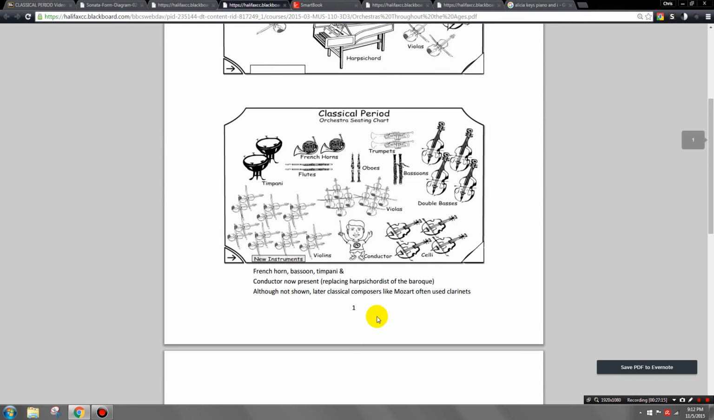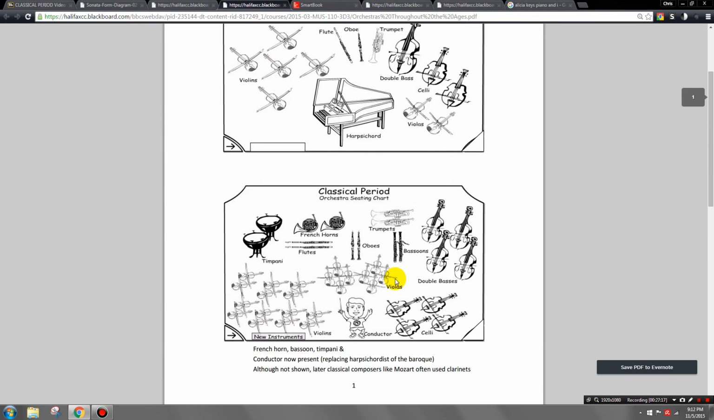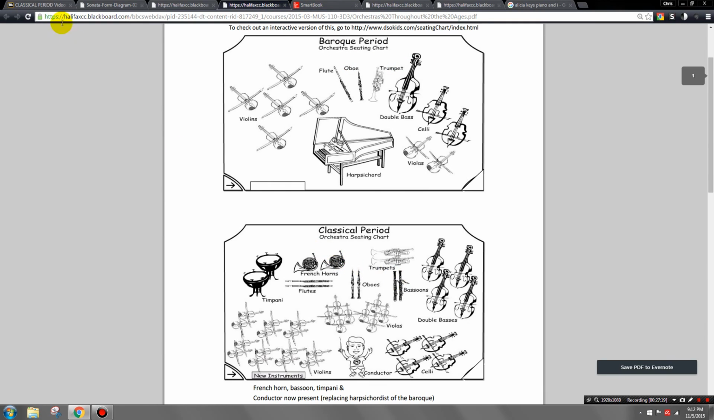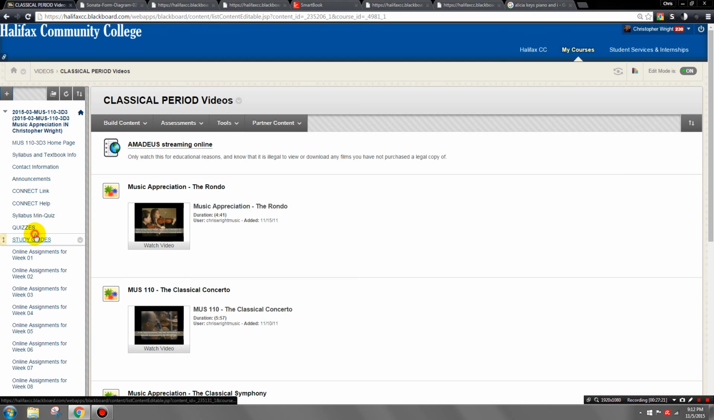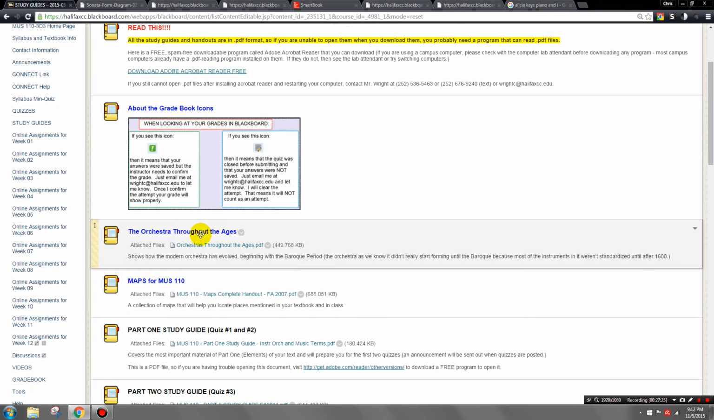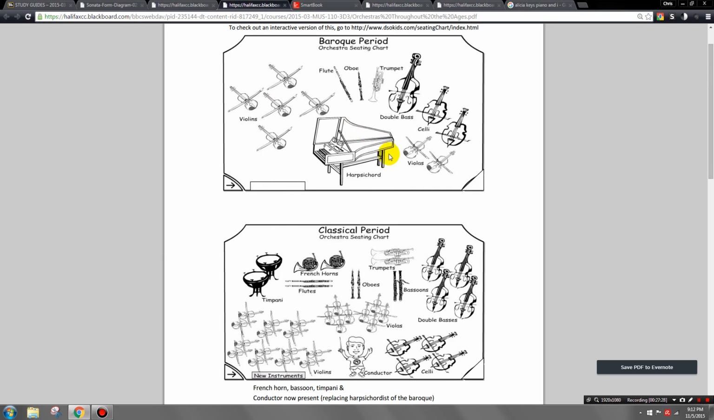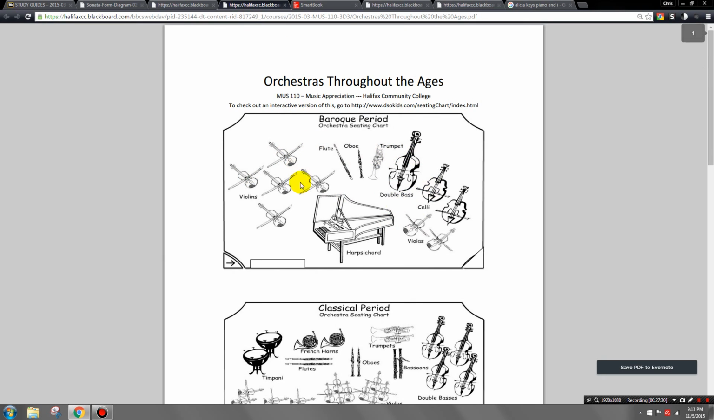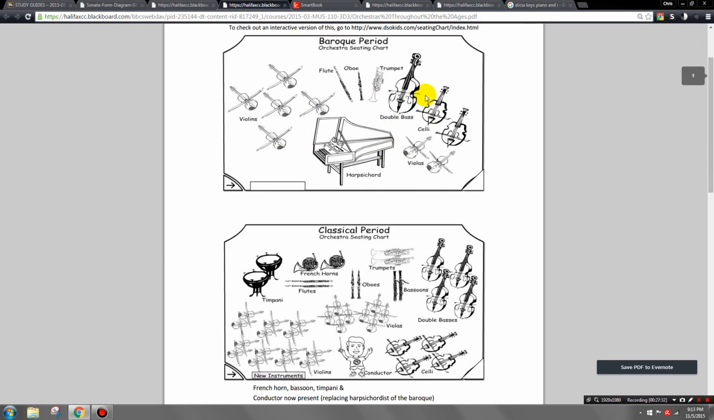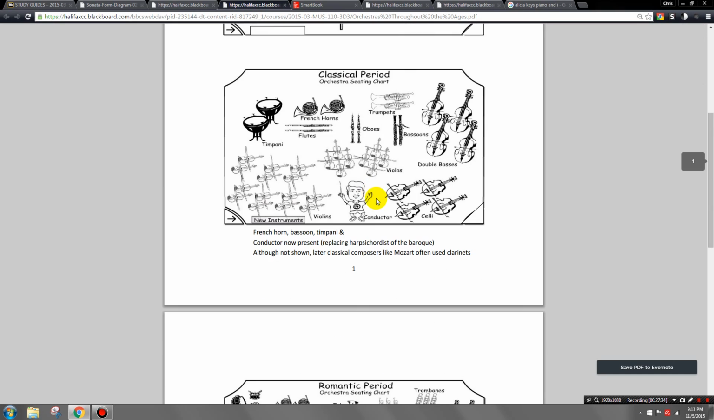This one here has actually been posted for some time on Blackboard, but it can be found in the study guide section. Some of you might have stumbled across it. It's called The Orchestra Throughout the Ages, and this shows you the history of the orchestra, starting in the Baroque period. You see how small and modest the Baroque period orchestra was, and this shows you what the classical orchestra looked like. Why is this important? Because it'll help you identify the sound of a classical symphony.